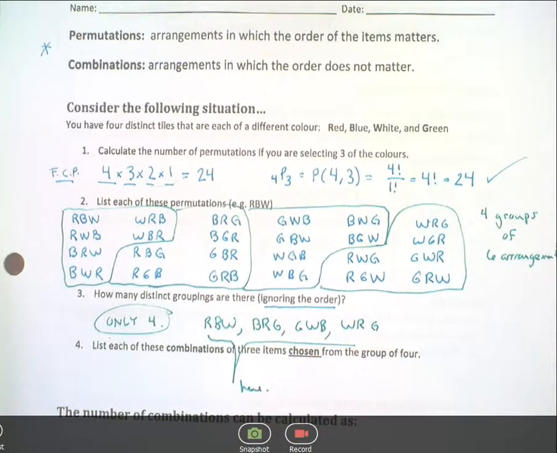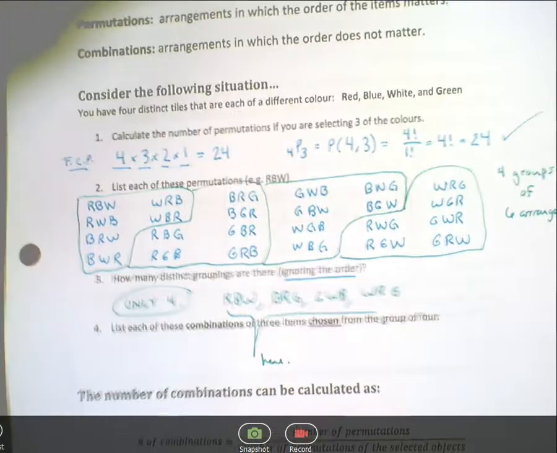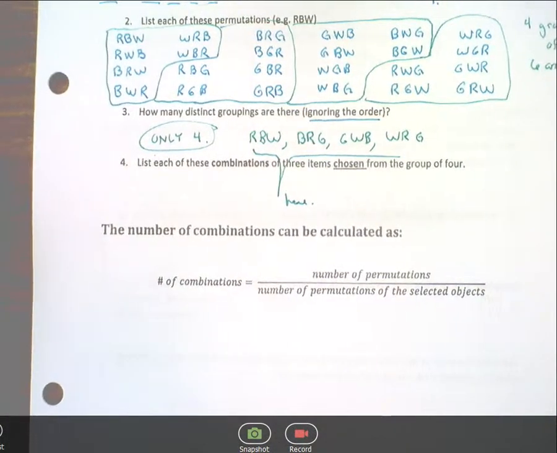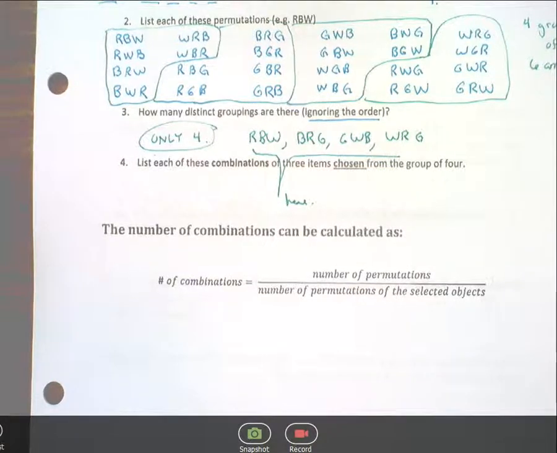Okay, that's where they should be. That's where the 4 of them go. Now, how can we calculate it? Well, it turns out it's quite easy.